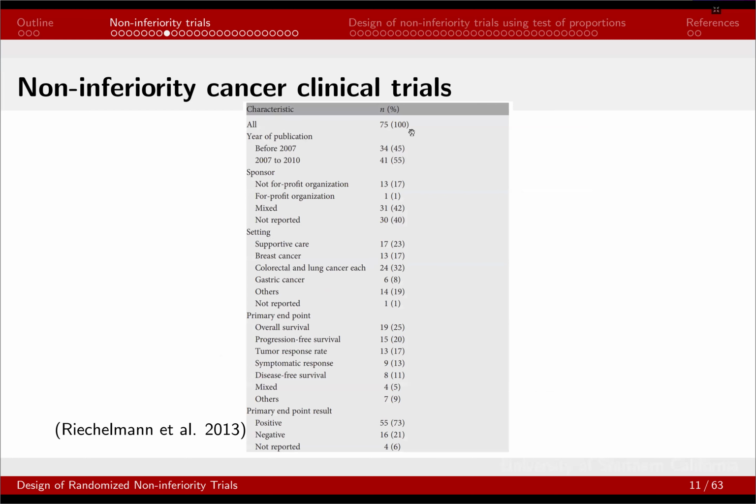Using those 75 articles, they described the scope and purposes of non-inferiority trials. The majority of those trials were actually published after 2007. Some of those trials were conducted in a supportive care setting. Most of the trials were conducted to evaluate treatment for various cancers. The primary endpoints included time to event endpoints such as overall survival, progression-free survival, and disease-free survival. Also, some trials used binary endpoints such as response. The majority of the trials reported positive results, but some reported negative results.